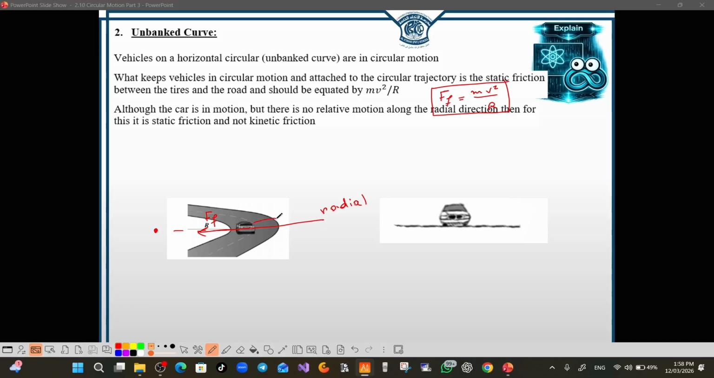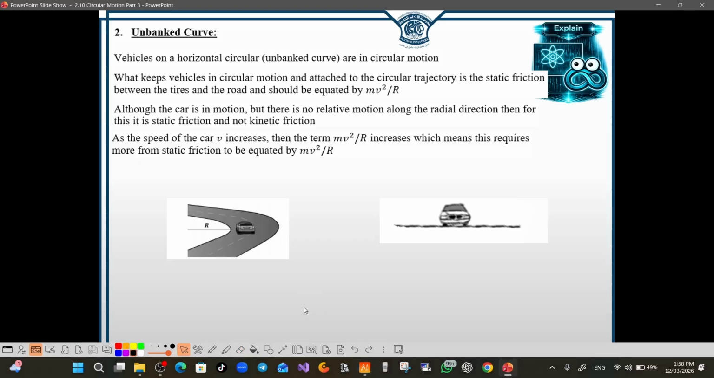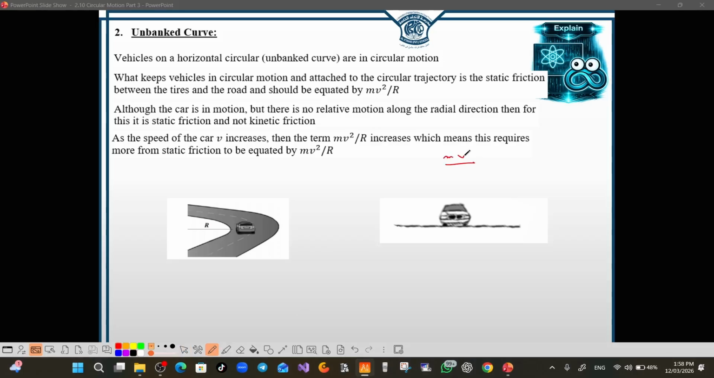Now, there is no motion along this path. The object will maintain the same position. There is no shifting up or down, inward or outward. So for this direction, the type of friction is static friction because there is no relative motion along this direction. As the speed of the car v increases, the term v squared over r increases. So as the speed increases, the whole term increases, which means, by maintaining the mass and the radius the same, the frictional force needed to maintain the object in the circular path without sliding out should be larger.